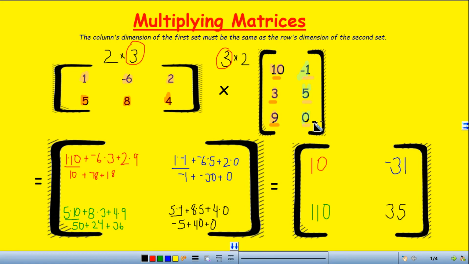So I've just showed you how to multiply matrices. Make sure that the columns dimension of the first set is the same as the rows dimension of the second set.